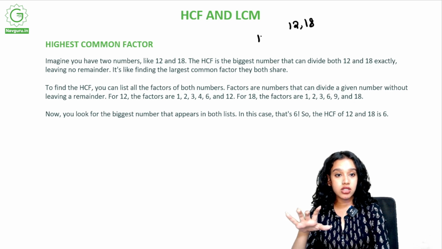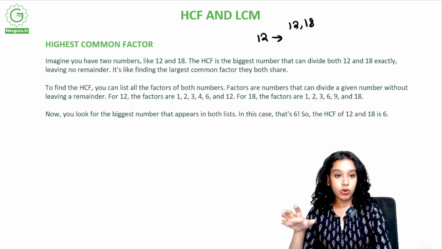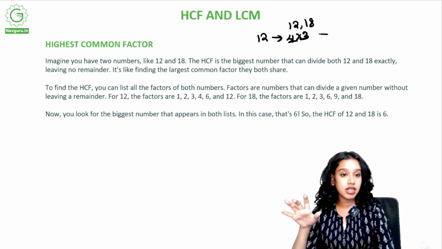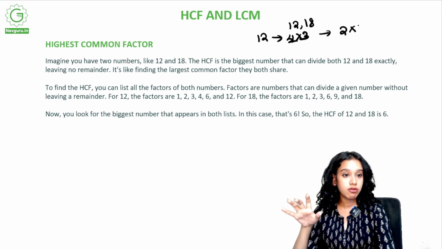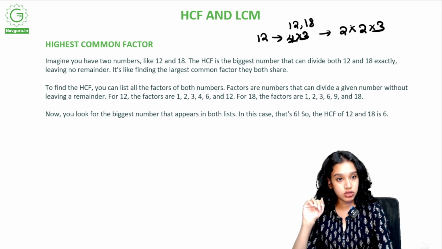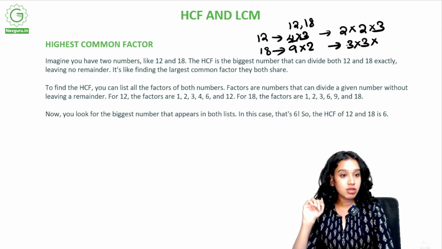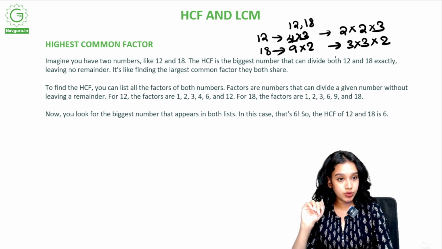So what are the factors of 12? We could write 12 as 4 into 3, and 4 could be written as 2 into 2, right? So 12 could be written as 2 into 2 into 3. Now while we are looking at 18, 18 could be written as 9 into 2, and 9 could be written as 3 into 3. So 18 becomes 3 into 3 into 2, right?